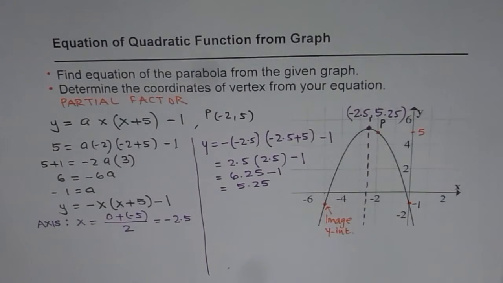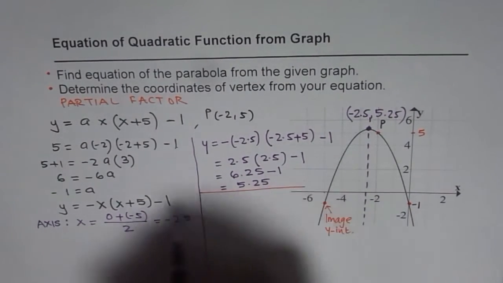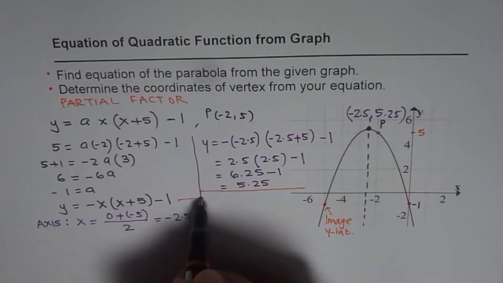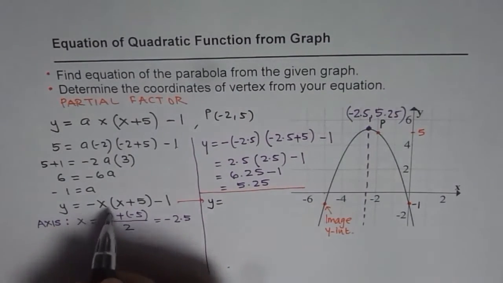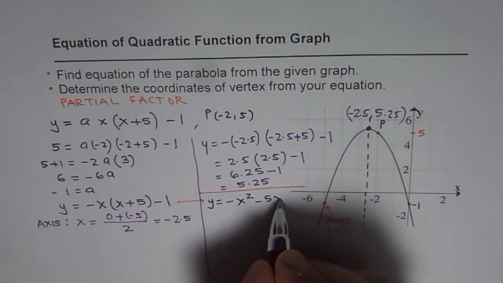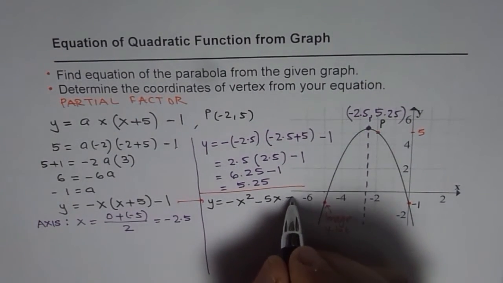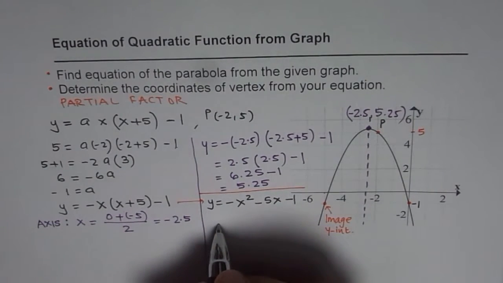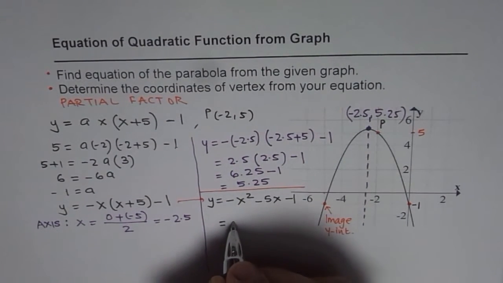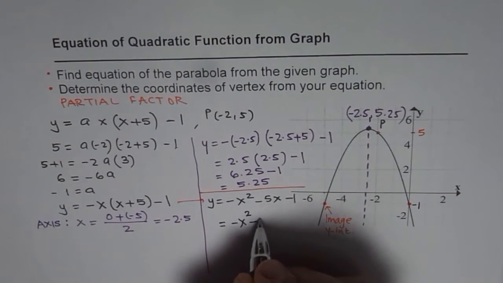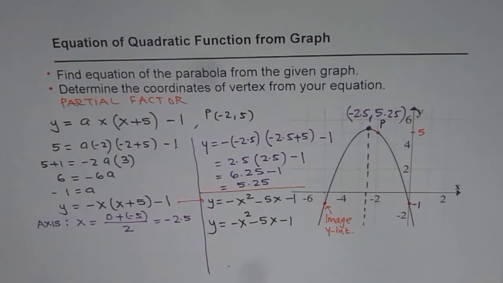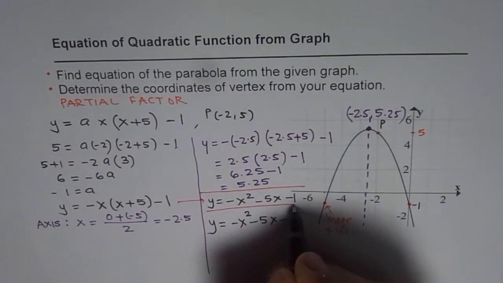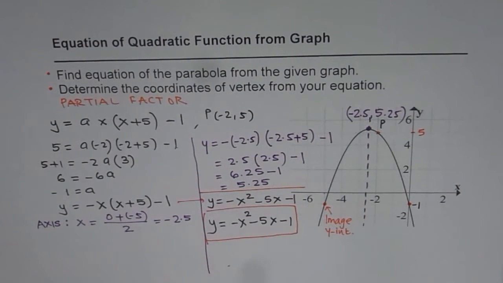Now let us get back to writing the equation in standard form. You have this equation here, so we'll just expand. We get y equals minus x squared minus 5x and minus 1. So simple, right? We get our equation in standard form, which is clearly minus x squared minus 5x minus 1. This equation can be written in standard form very easily, one step away.